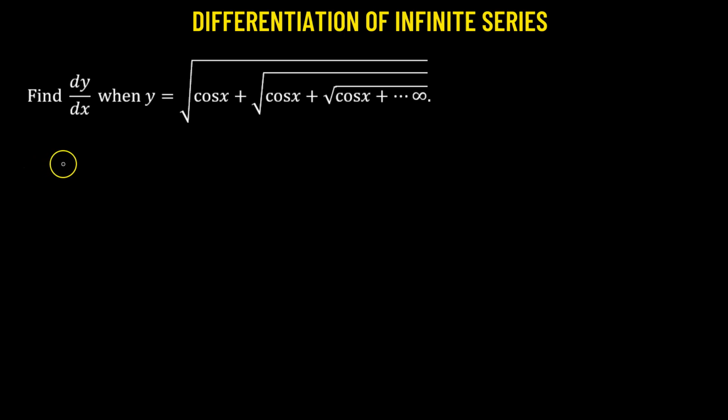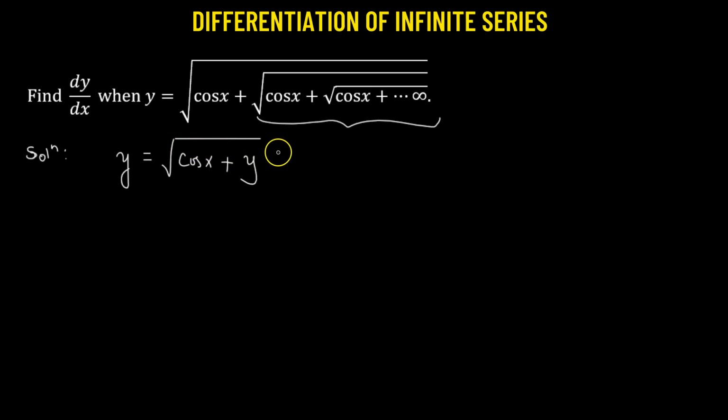We need to obtain the derivative of y with respect to x whenever y is given by this particular infinite series. So let's begin with the function y. Here we can represent y as y equals the square root of cosine of x plus, and we can replace this entire expression with y. It would mean exactly the same thing.